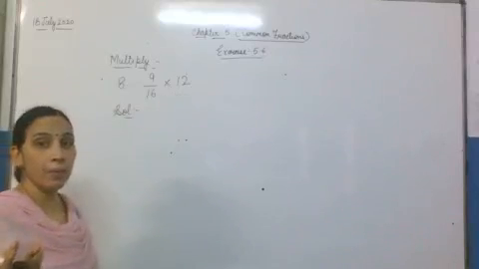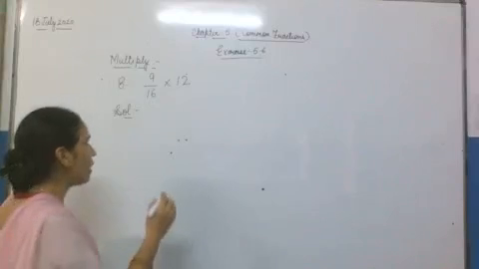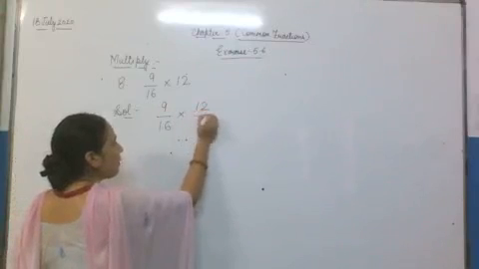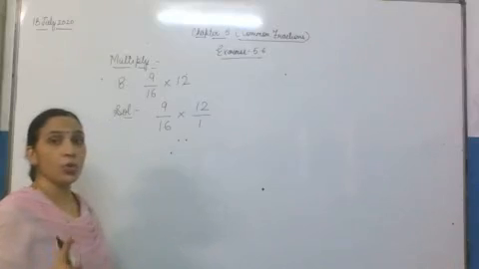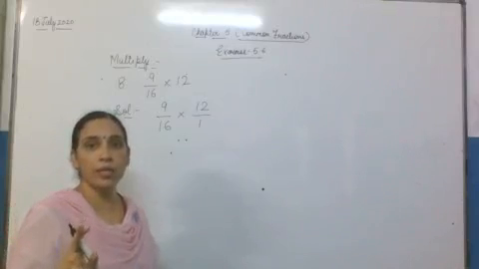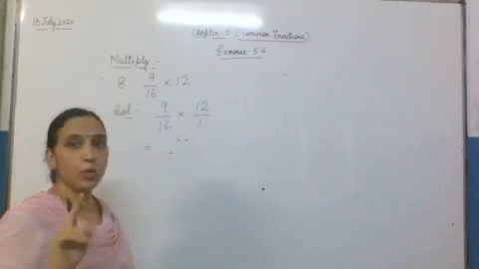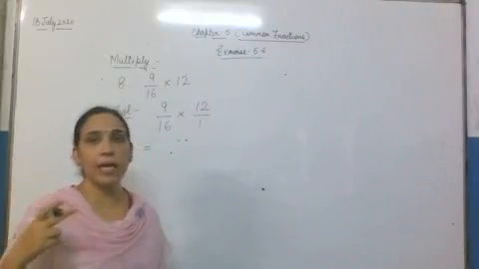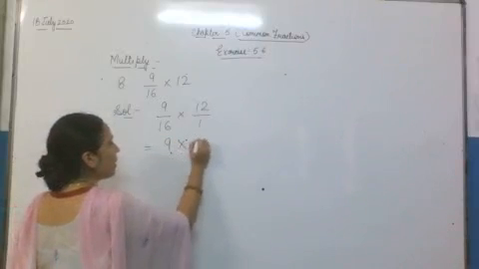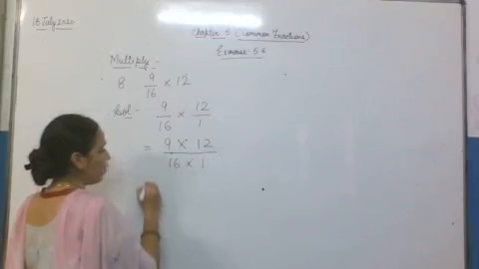Now what is the first step? The first step is that we will write 1 in the denominator. So 9 by 16 multiplied by 12 by 1. This is your first step. You are going to write the denominator as 1 for the whole number. After that, you are going to multiply numerator by numerator and denominator by denominator. So 9 will be multiplied by 12, and 16 will be multiplied by 1.